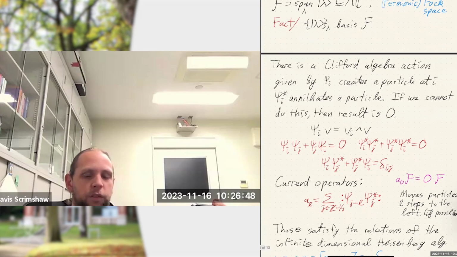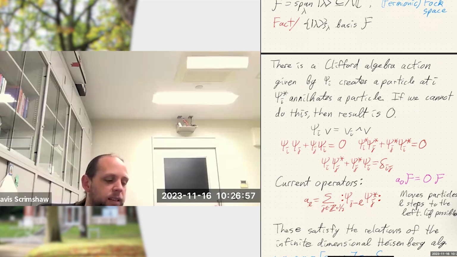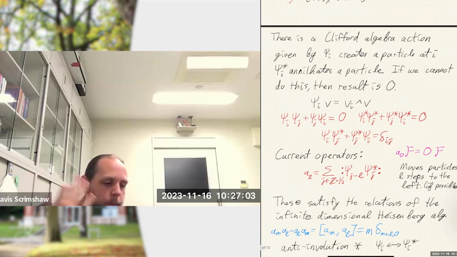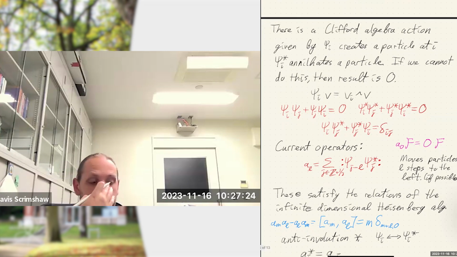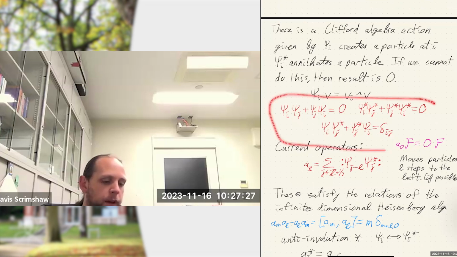And we can actually give this space a Clifford algebra action where we have an operator psi_i that creates a particle at i and a psi_i star that annihilates a particle at site i. And of course, if a particle is already at site i and we apply psi_i, then we say the result is 0. So essentially what we're doing is psi_i is just v_i wedge the vector that we started with. And then it turns out that these operations satisfy these relations here.